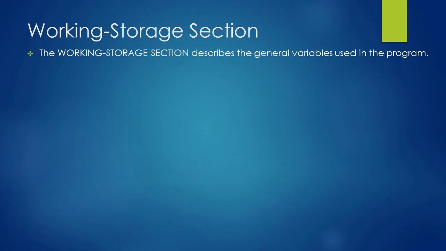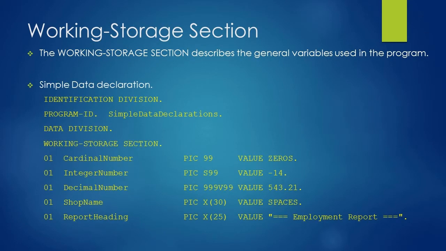Welcome. In this lesson, we will learn about working storage section. Working storage section describes the general variables used in the program. So if you are writing a program which is going to use a variable, your variable definition will be written under this section. Here is an example of simple data declaration or variable declarations.